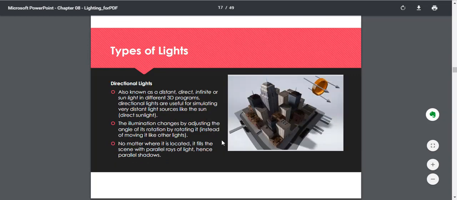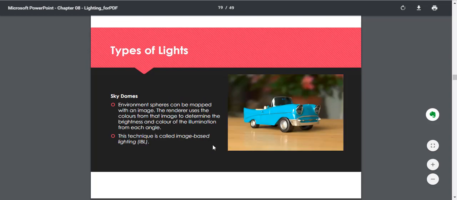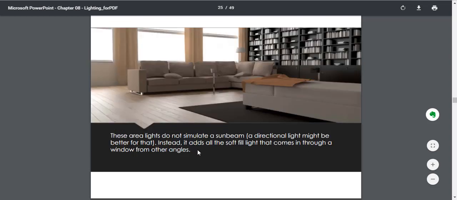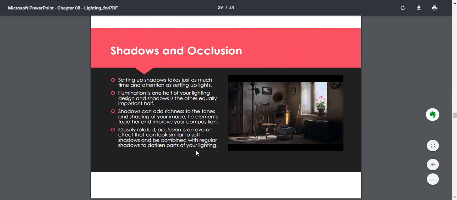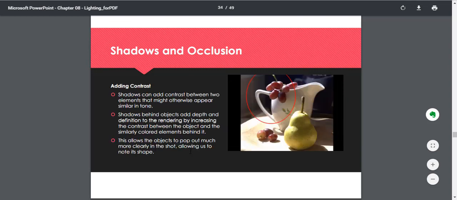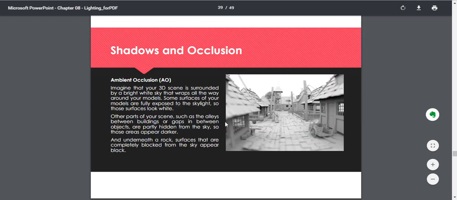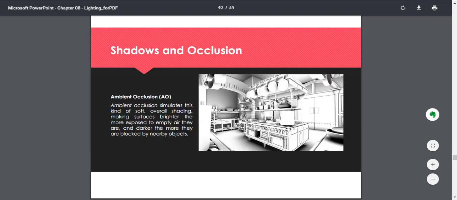What are directional lights? What kind of light do they mimic? Basically, they mimic sunlight, and so forth. Other things that you need to focus on. This is a really long chapter. Let me just, here it is. Occlusion and also ambient occlusion. Understand what they are and how they work. Just focus on this.